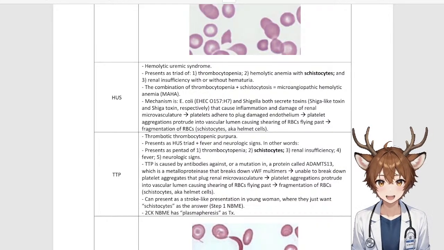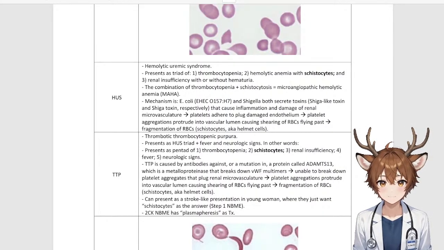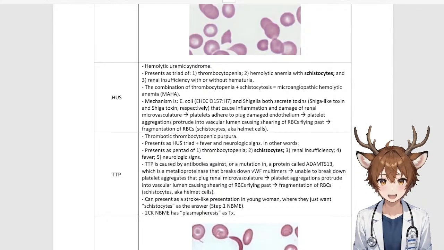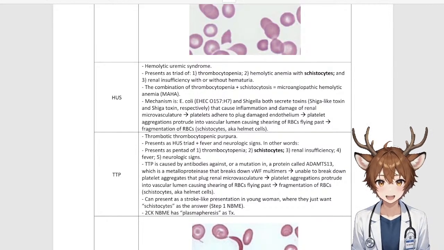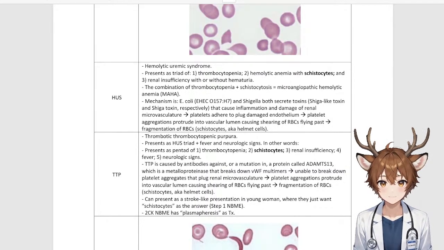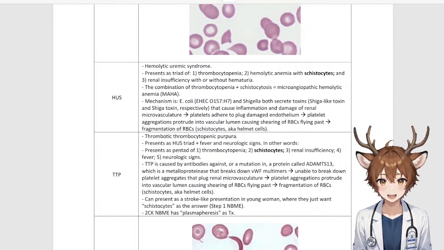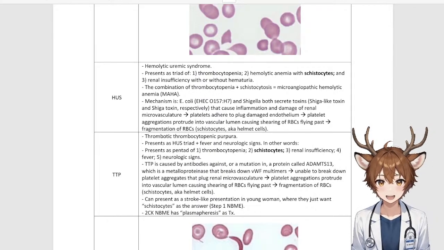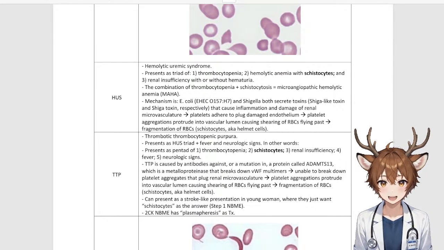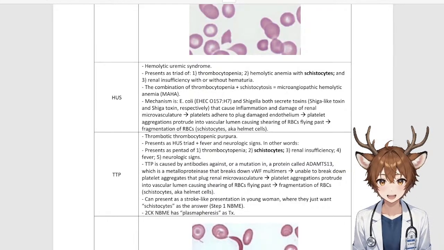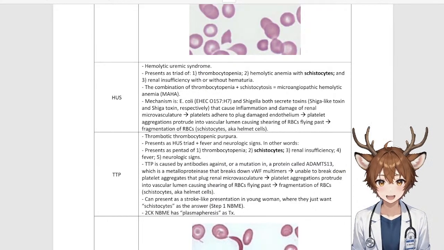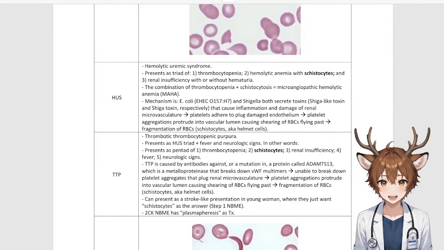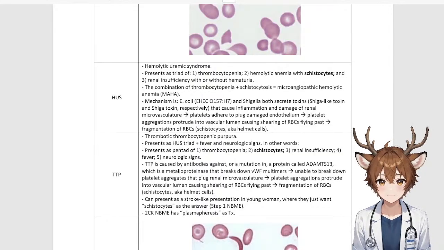Mechanism is E. coli EHEC O157:H7, and Shigella both secrete toxins, Shiga-like toxin and Shiga toxin respectively, that cause inflammation and damage of renal microvasculature. Platelets adhere to plug damaged endothelium. The platelet aggregations protrude into the vascular lumen, causing shearing of RBCs flying past, leading to fragmentation of RBCs, schistocytes, aka helmet cells.